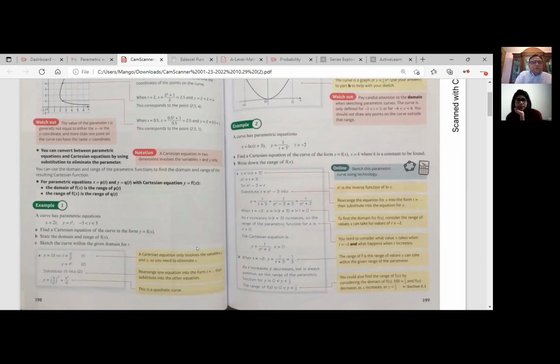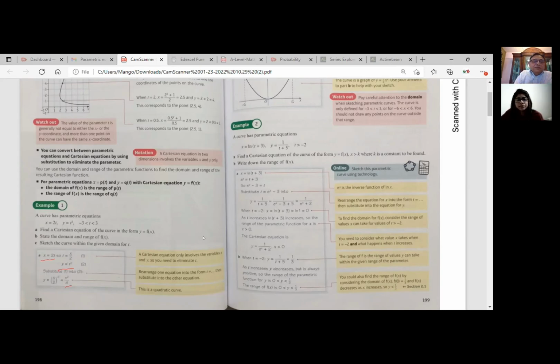So read step number 1. x is equal to 2t, so that means t is half of x. Now we're substituting this half of x in y equals t squared, and we get x squared over 4 as our function. So it's a parabola with a compression of 1/4, right?